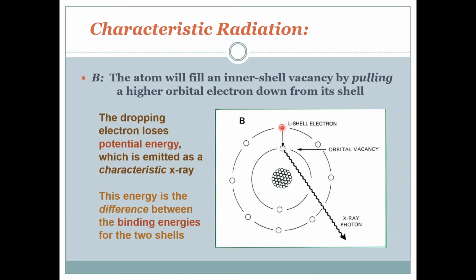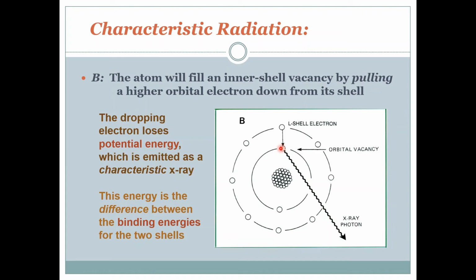The difference in potential energy from L shell to K shell is then emitted as a photon of, we hope, X-rays. If we do this right, it's a photon of X-rays. So the energy is the difference between the binding energies for the two shells. Each shell electron is held in place with a certain amount of energy called binding energies. And it's just the difference between the L shell's binding energy and the K shell's binding energy. Whatever that difference is, it is emitted as an X-ray photon.